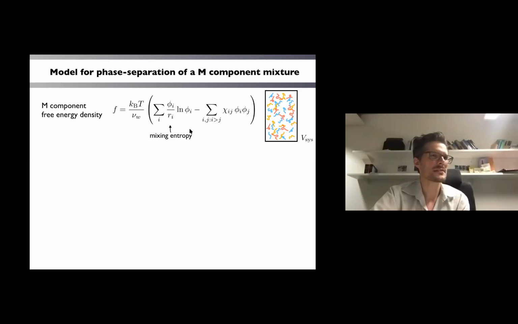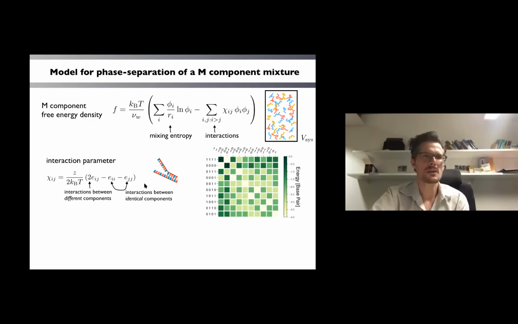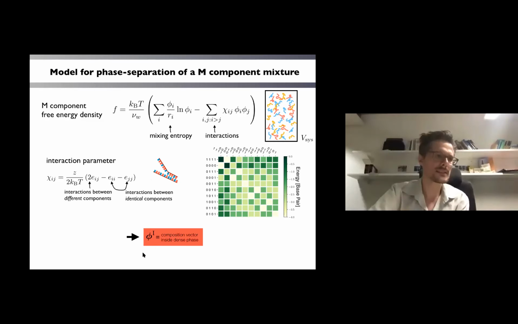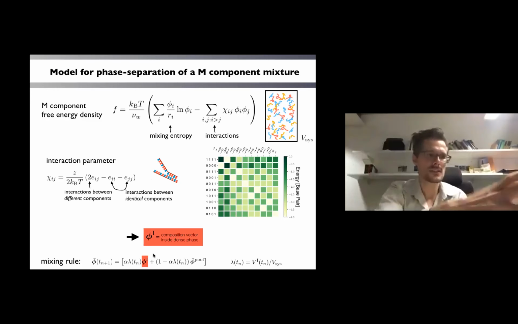We discussed already this free energy, with interactions that determine the phase separation, and we have to think about how we fill in this interaction matrix. That's exactly where we establish a pipeline: how to take a given pool of certain sequences and calculate the interaction matrix. This is a very technical aspect, and there are different methods in the field, but we have a way to do that. The goal is to create the concentration of the inside phase, a composition vector of all the components. Then we put this into the cycle update rule of mixing that I've just illustrated. Don't think about the mathematics, it's not that relevant.